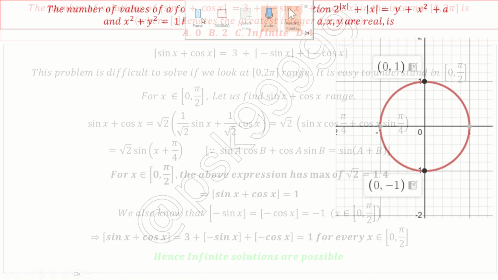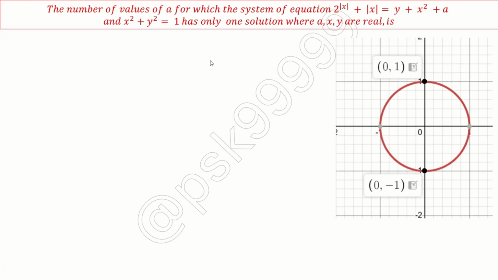Next, the number of values of a for which the system of equations e to the power of absolute x plus absolute x equal to y plus x square plus a, and x square plus y square equal to 1 has only one solution, where a, x, y are all real. There are two equations given. The other one, x square plus y square equal to 1, we know is a circle with center at the origin, and it cuts the axes at the 4 points 0 comma 1, minus 1 comma 0, 0 comma minus 1, and 1 comma 0.